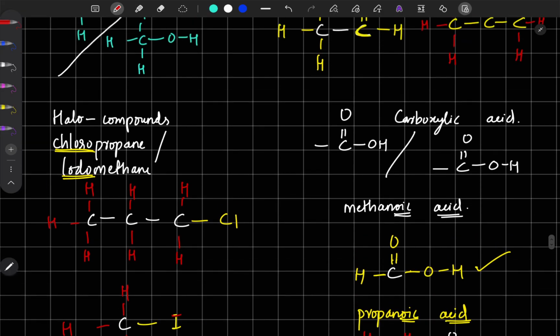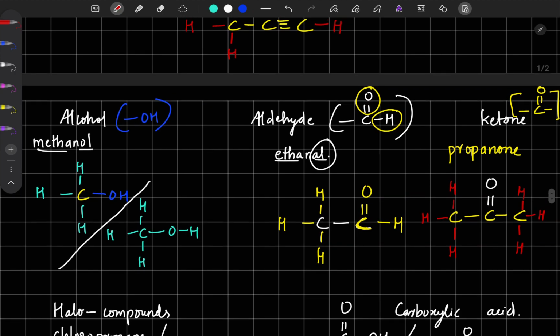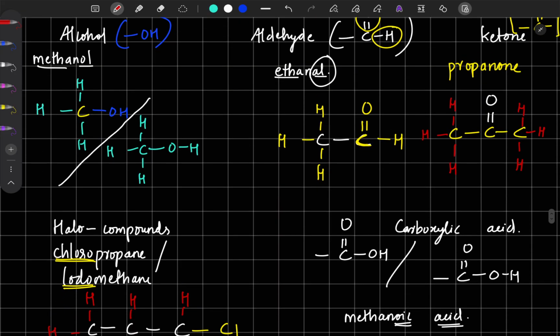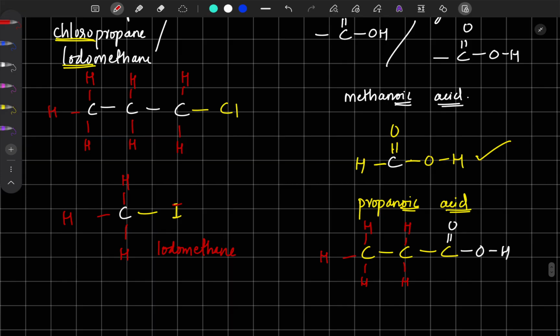So for any functional group containing compound, identify the number of carbon atoms first, then attach the functional group. Okay, you should know about the functional groups. Then what you can do? Then fill the remaining valency of carbon by attaching hydrogens. Okay, it is as easy as that.